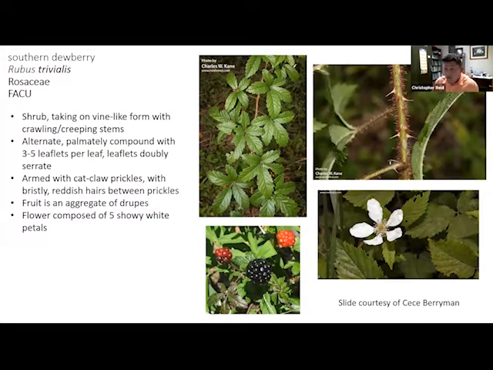Leaf arrangement is alternate, and we have some variation in leaf complexity that we haven't had in the other ones: the leaves are palmately compound. So the leaflets radiate from a central point. Also, we have nice little cat claw prickles, and in between the prickles, we have numerous bristly reddish to purplish hairs. So we can confidently say that southern dewberry is armed, so it possesses prickles.